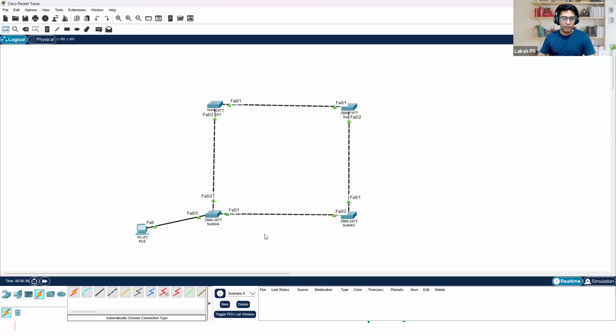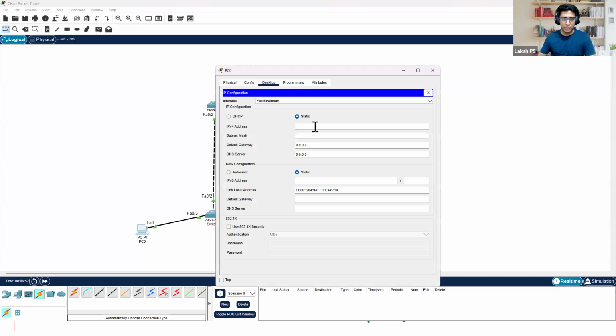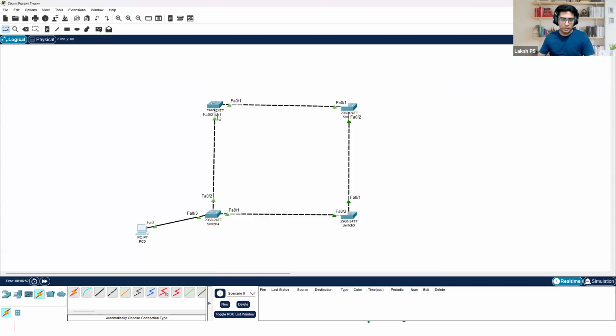Currently you will see all the lines, all the green triangles are stable. Now let me add an IP to this particular PC, 10.0.0.1, for example, and you'll start seeing these green triangles blinking. So what happened is that when I added an IP to this PC, it sends a GR.